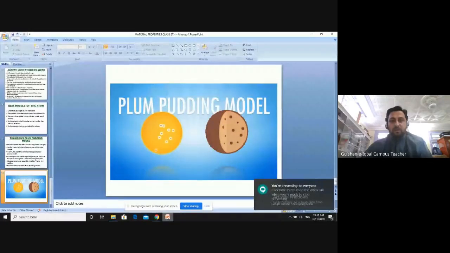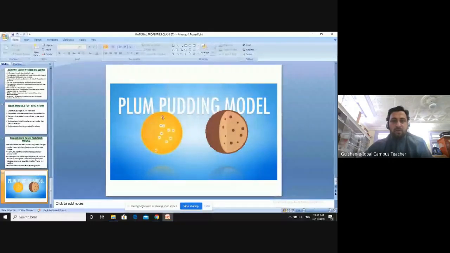Okay, this is the plum pudding model. This was the actual model which J.J. Thomson told us, and that is plum pudding. Like a cake, you cut it down, and in the center you see that it's like this. The kishmish inside the cake are present like this one. So this is known as the plum pudding model of the atom.